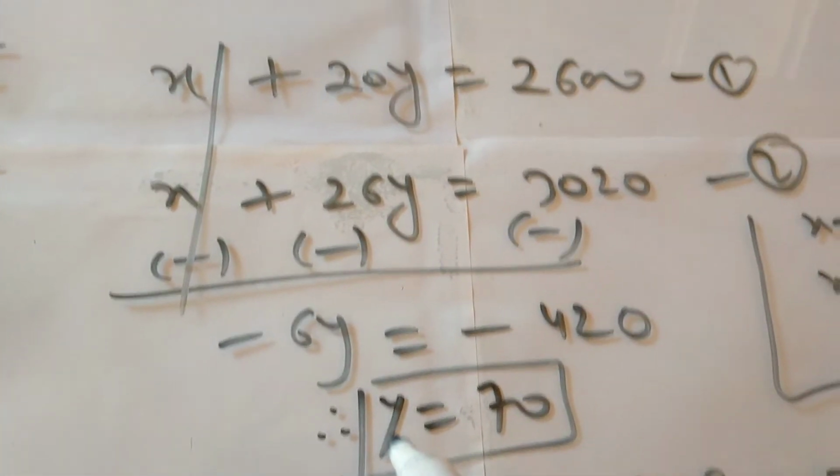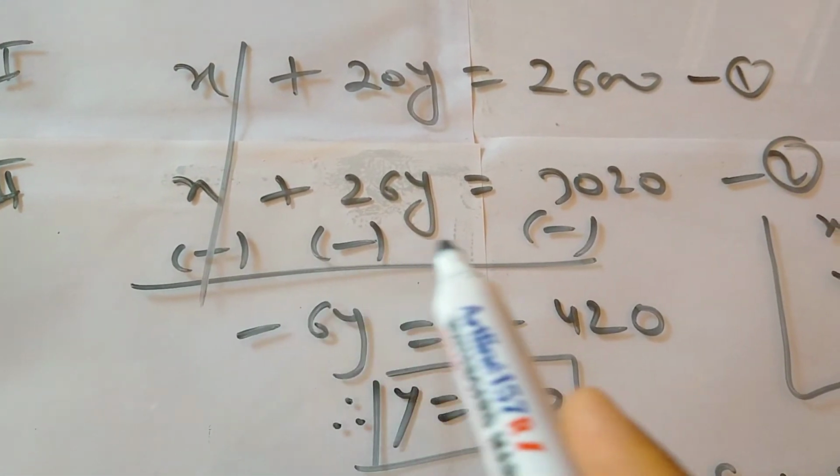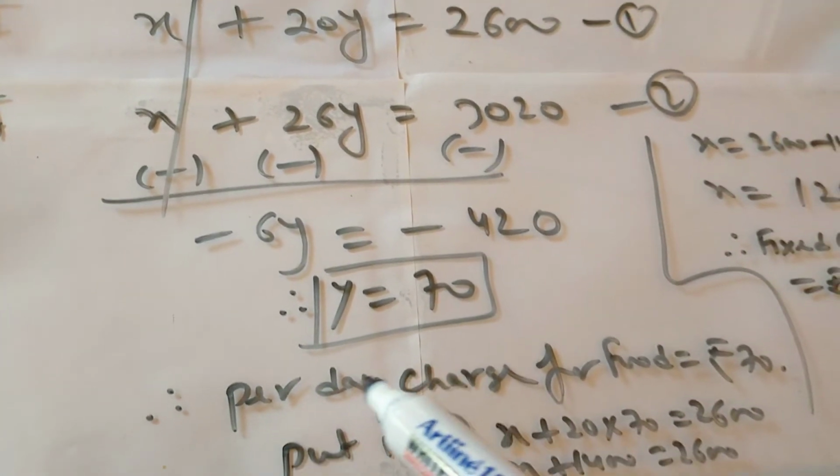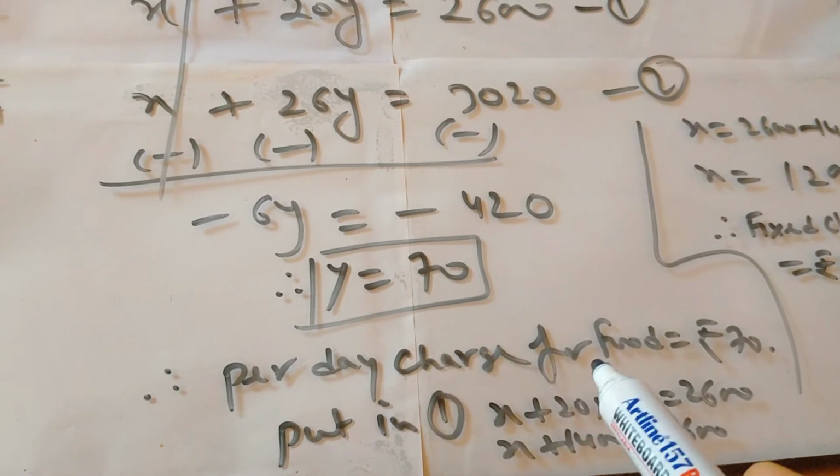We are going to get the value of y as 70, because after changing the sign, x is cancelled out. So y is equal to 70. Therefore we can say the per day charge for food is ₹70.